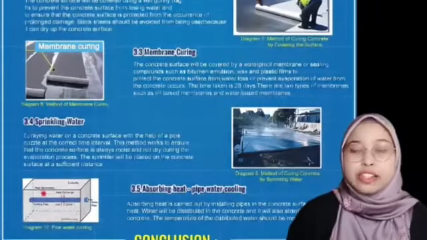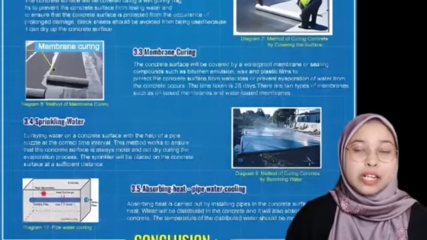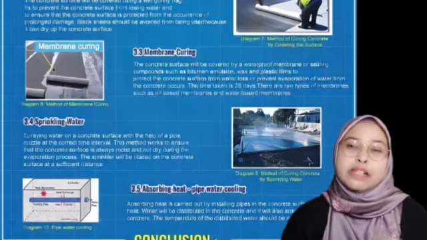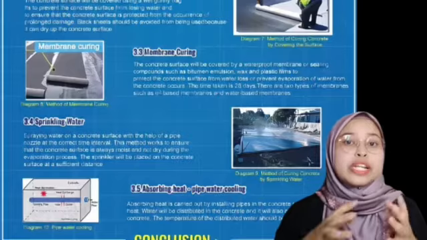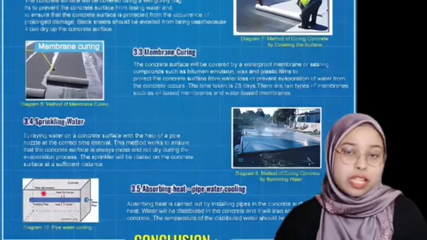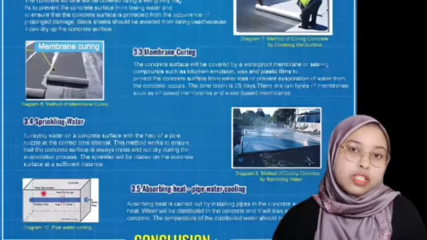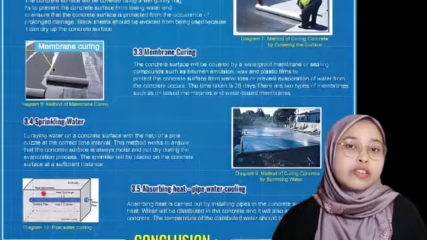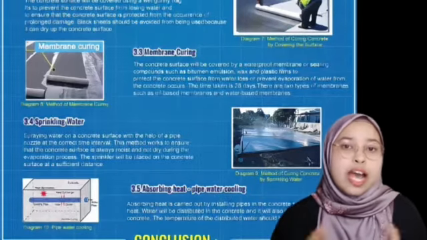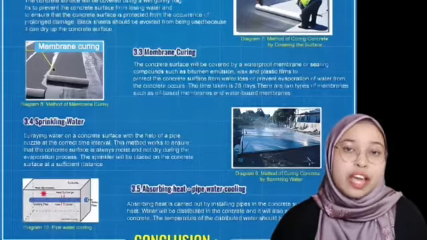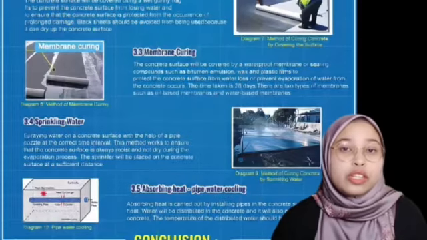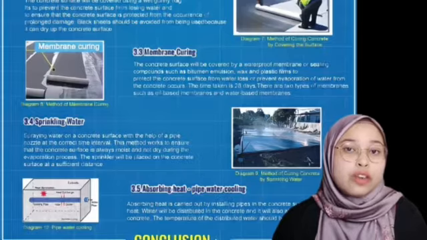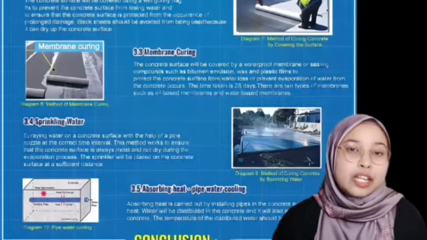Next is the method of curing concrete by sprinkling water. Sprinkling water is a method used by spraying water on a concrete surface with the help of a pipe nozzle. This method works to ensure that the concrete surface is always moist and not dry during the evaporation process. Water spraying will be done continuously to allow the concrete to be adequately cured.